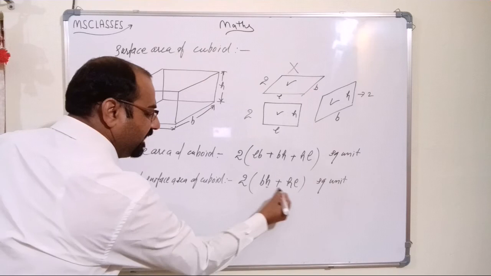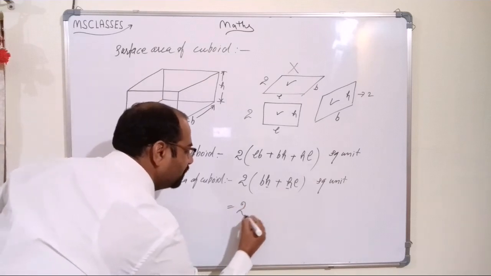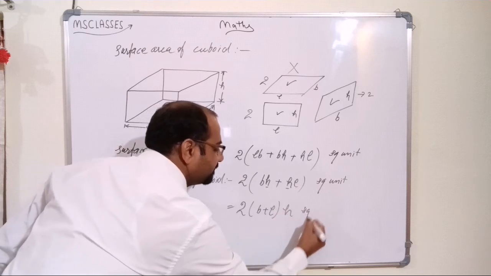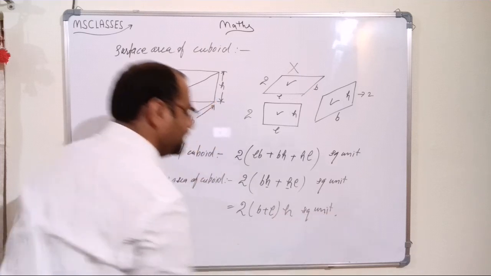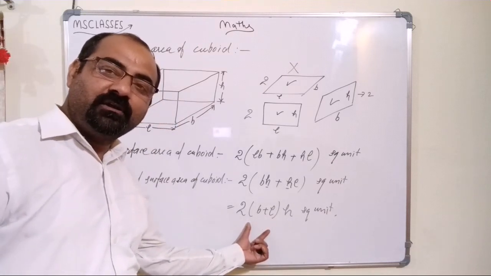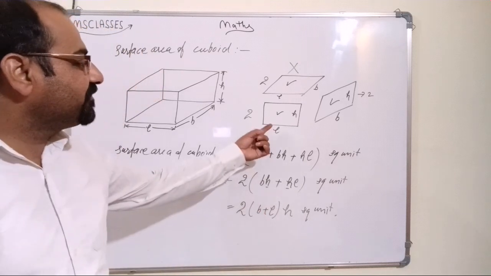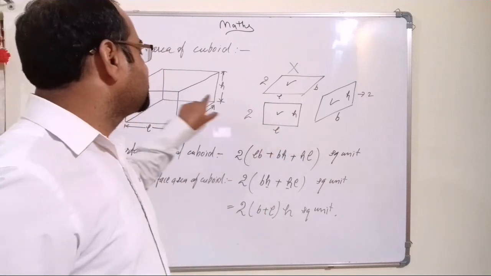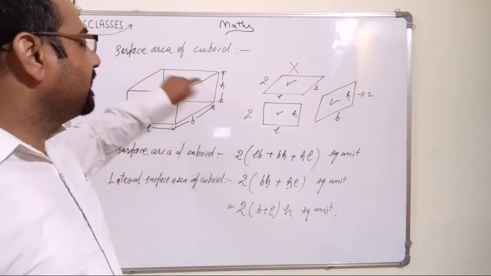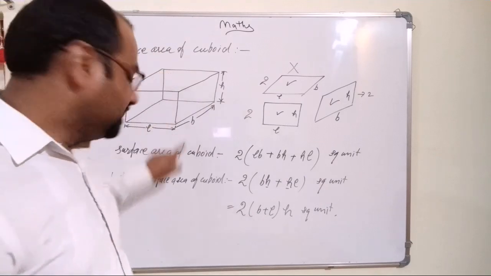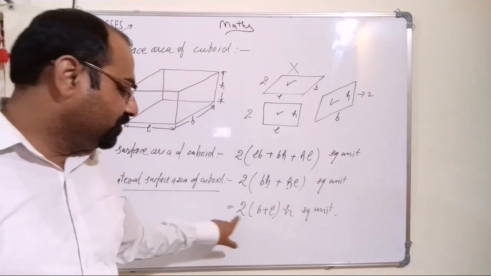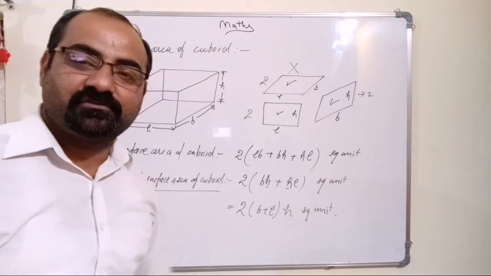We can take out h. So what does the formula become? 2 into (b plus L) into h square unit. You see this formula in your book, but how does this come? This comes from the 2 side walls, again 2 side walls, okay, and you have to neglect ceiling and floor. This is the lateral surface area of a cuboid. So 2 into (b plus L) into h square unit.